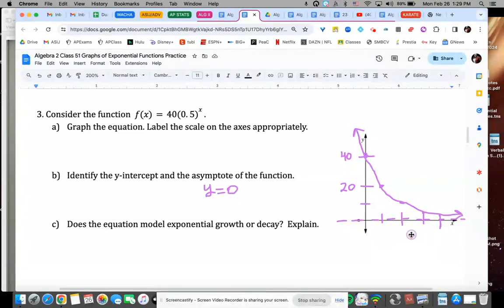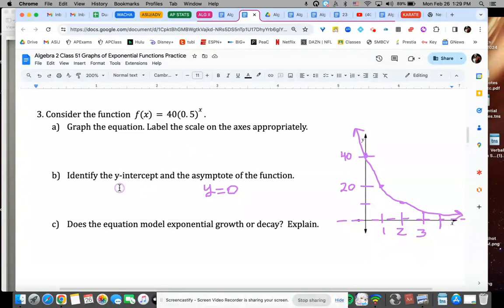All right, so it's nice to start off with a graph. Graph the equation, label the scales. Okay, so that's 40. This is going by ones, 1, 2, 3. They didn't tell us if this is hours or years or what. And it's already labeled X and Y, so I'm going to leave it.